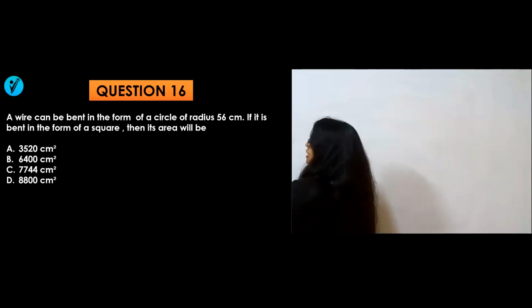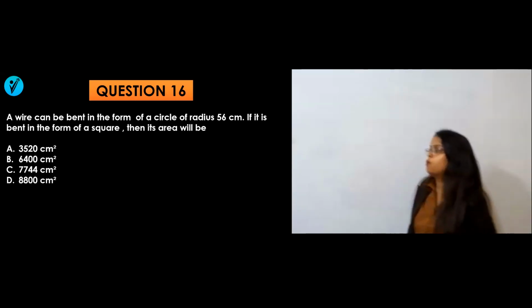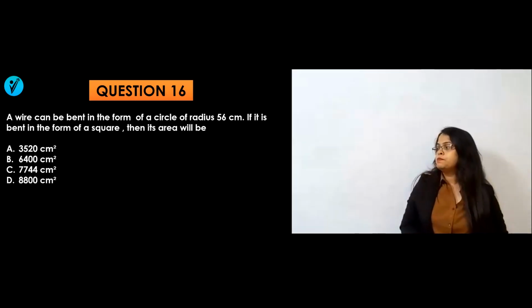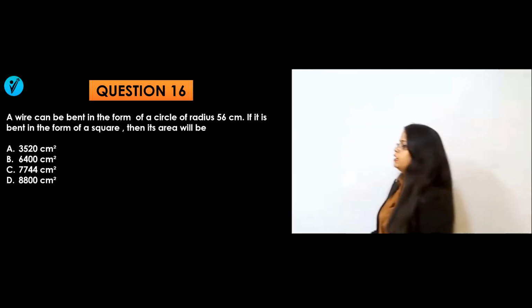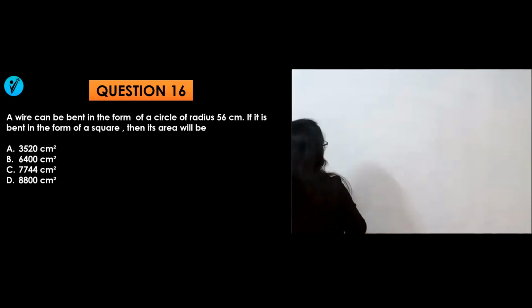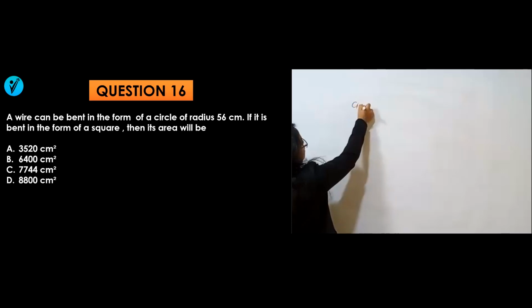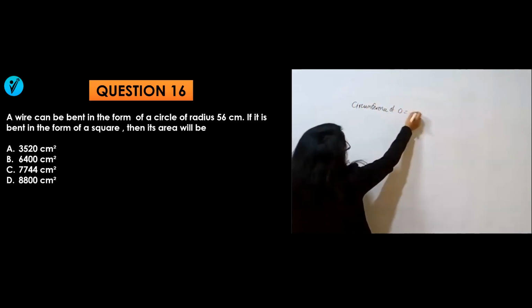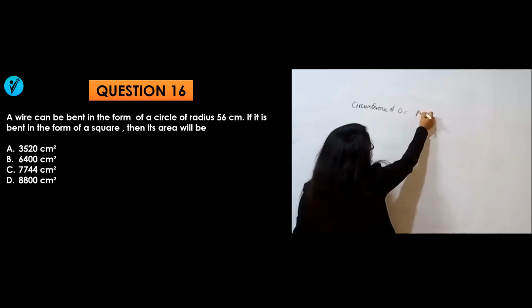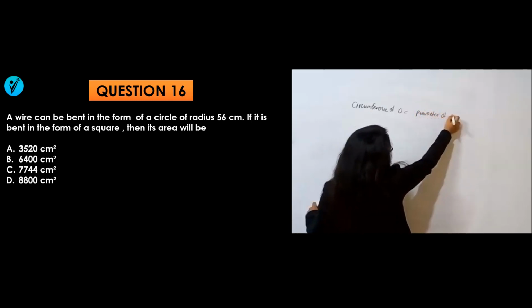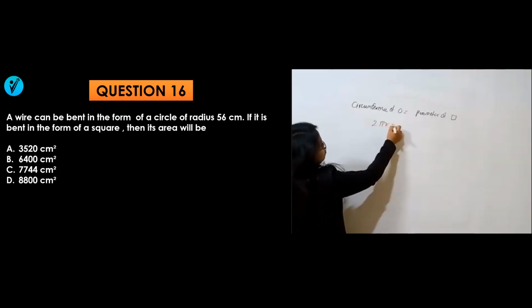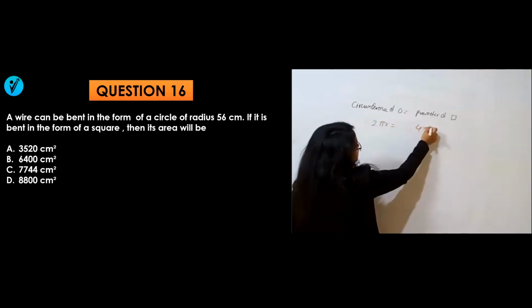A wire can be bent in the form of a circle of radius 56. If it is bent in the form of a square, then what is its area? Now the circumference of the circle will be equal to the perimeter of the square. So 2 pi r is equal to 4 times the side.